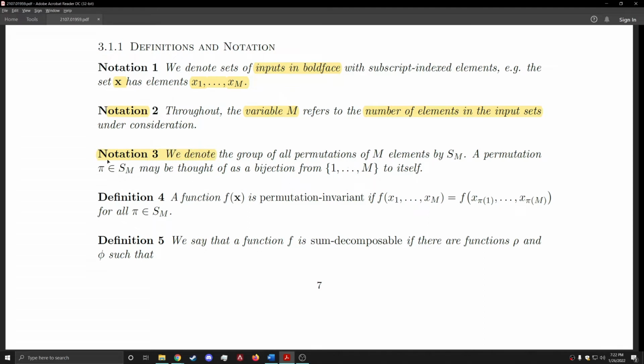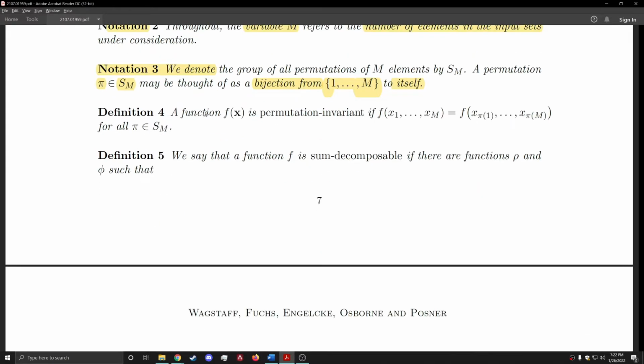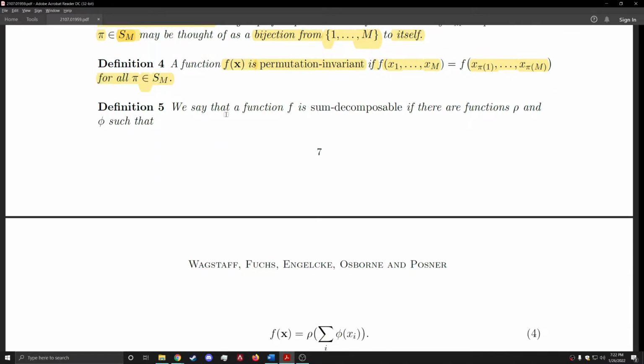Notation 3 simply says that we have permutations pi, and this singular permutation pi is going to be a member of all possible permutations S sub m. We can think of these permutations as a bijection from 1 to m onto itself. In notation 4, f of X is going to be permutation invariant if the function doesn't care which permutation you use. You can use any from the set S sub m, and what you're going to get out is the exact same thing, for all pi as members of S sub m.